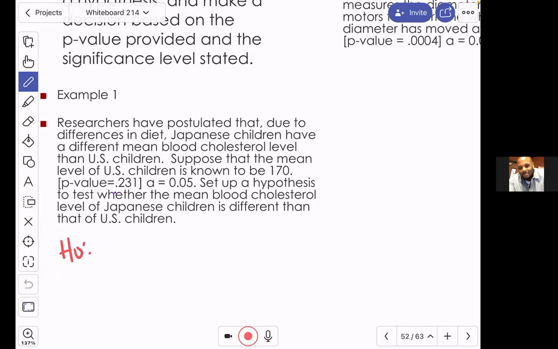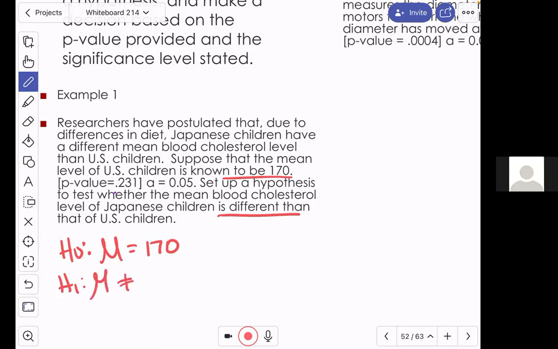So when I write this in H1 or H0, they're claiming that the mean blood cholesterol level is what already? It's known to be what? 170. So here mu is equal to 170. They tell me that I want to test to see that it is what? Different. So what is H1 going to be? If it's not different, what do I test? Not what would equal that to be? 170. Mu is not equal to 170.